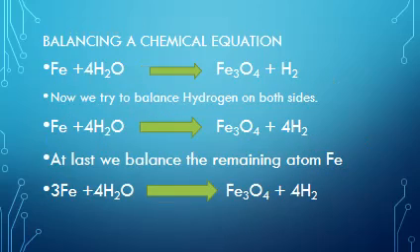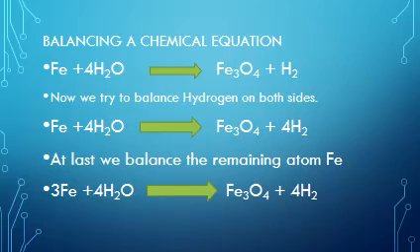Now next step. Now we try to balance hydrogen on both the sides. So after oxygen we are taking hydrogen. Hydrogen if we see on LHS, 4 2s are 8 hydrogens are present. So similarly on RHS also we require 8 hydrogens. So we are going to put 4 over there. Fe plus 4H2O gives you Fe3O4 plus 4H2.